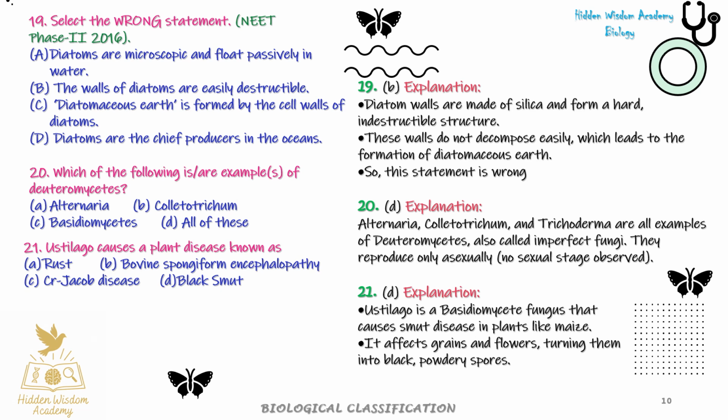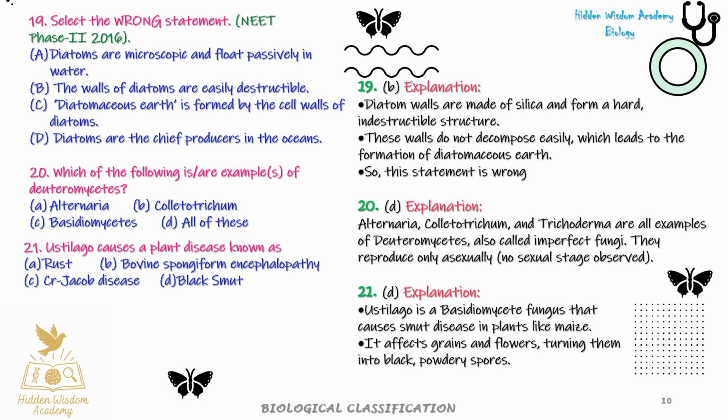20. Which of the following is/are examples of deuteromycetes? Option A. Alternaria. Option B. Colletotrichum. Option C. Basidiomycetes. Option D. All of these.